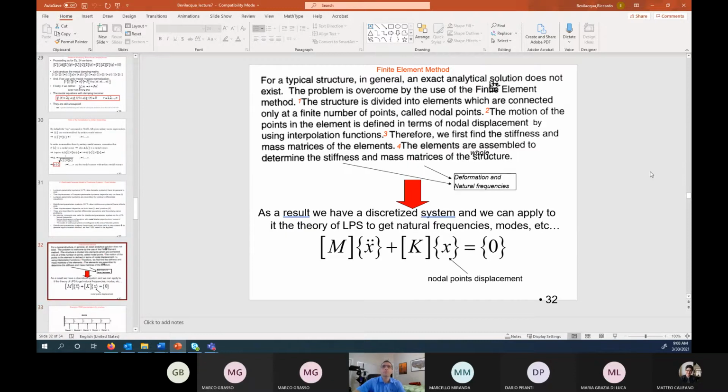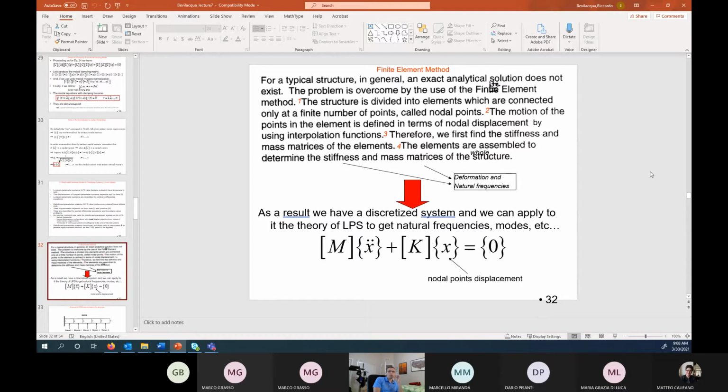Okay, let's see what we do. So, as I said, for a typical structure, the exact solution doesn't usually exist. You divide the structure into elements. That's why it's called the finite element method. They are connected by a finite number of points, called nodal points.